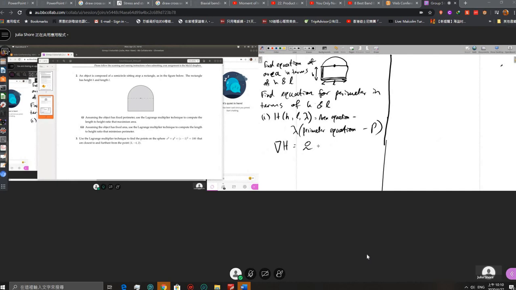And from this we want to find a ratio between H and L. That's what you want to end up with, a ratio between H and L, because we don't know what H and L are. I don't know if they're going to be 10 kilometers or 10 millimeters or 4 centimeters. We don't know the exact scale, but we can get a ratio between H and L that will maximize the area.